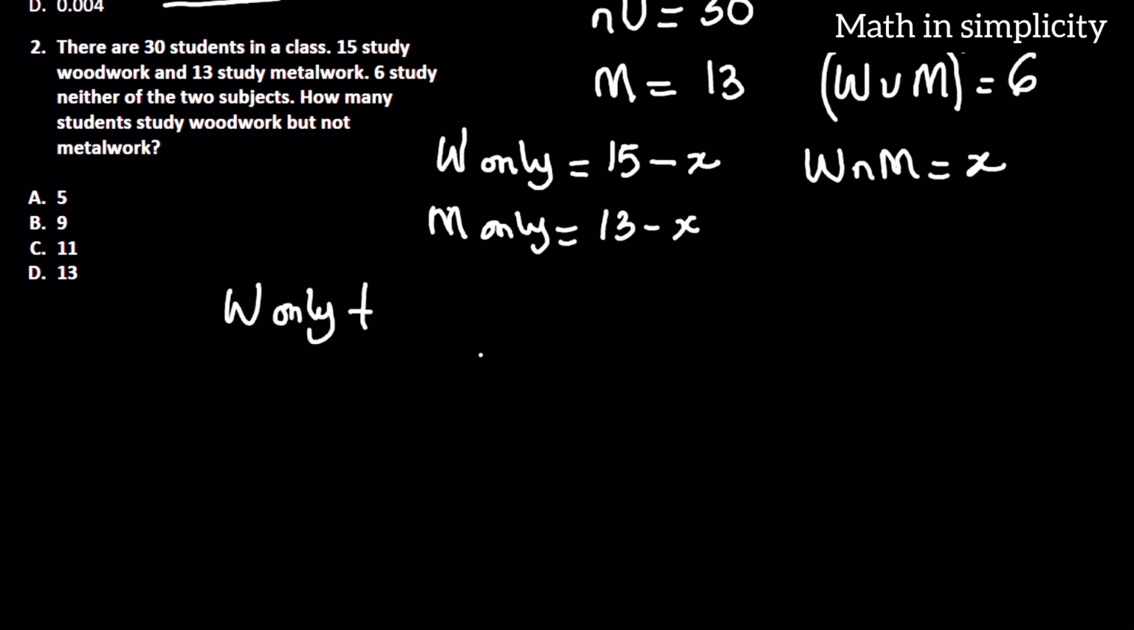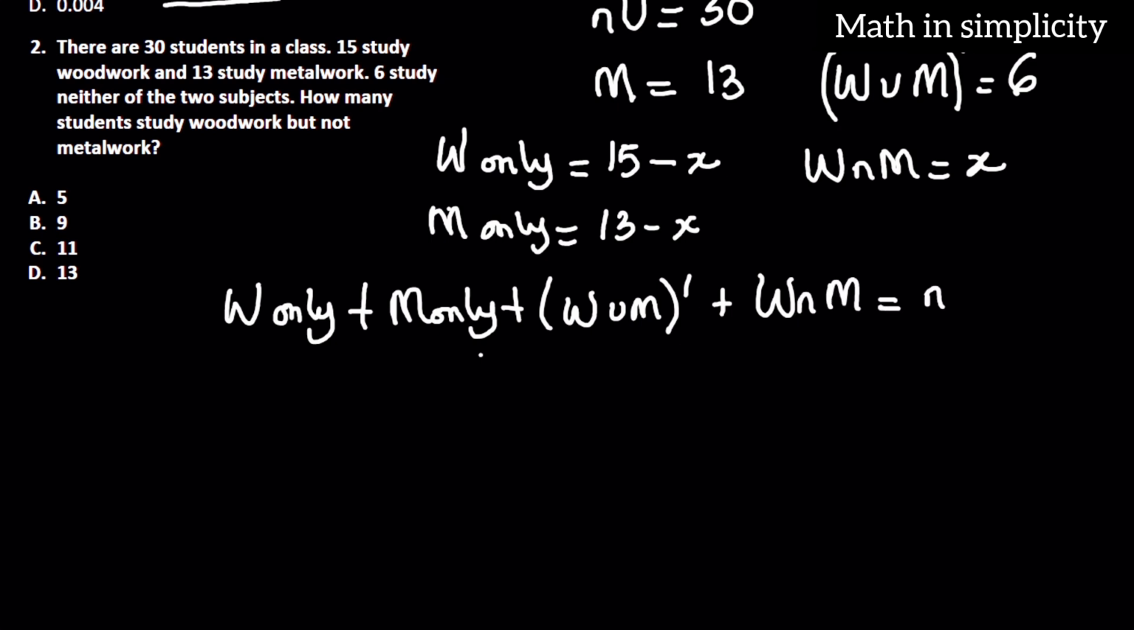Logically speaking, you should know that if we add the number of students that study woodwork only, plus metalwork only, plus the complement of woodwork union metalwork, plus woodwork intersection metalwork, we should get the total number of people in that class, right? We add those doing only woodwork, add those doing only metalwork, add those doing none of the courses, because the complement of woodwork union metalwork means they are not doing any one, and then add those doing both woodwork and metalwork. We should get the total number of people in that class.